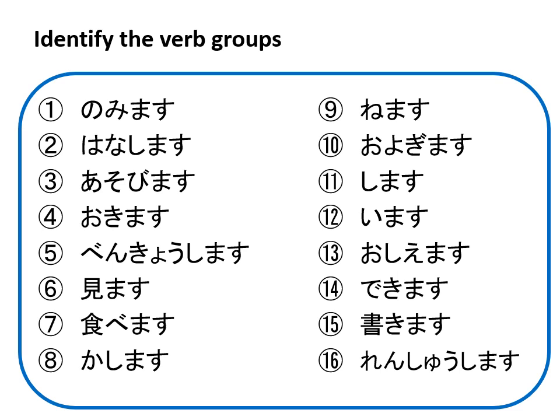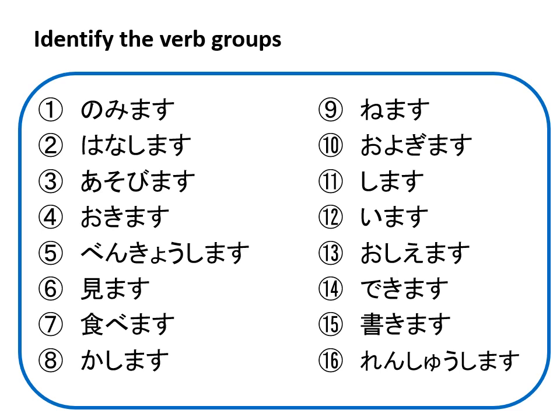Number 14, できます, to be able to do something, even though it's "i" sound ending, できます is group 2. Okay. As a third category, random. 15, 書きます, group 1, and 16, 練習します, again, this is group 3. Okay. With the structure of noun plus します.